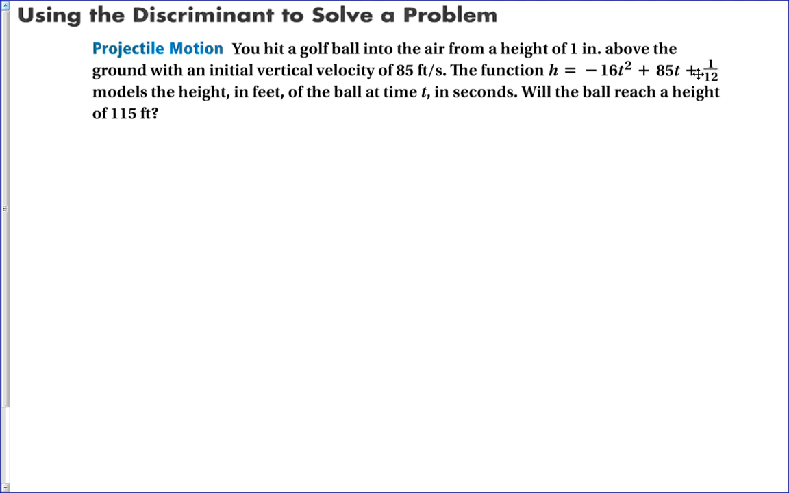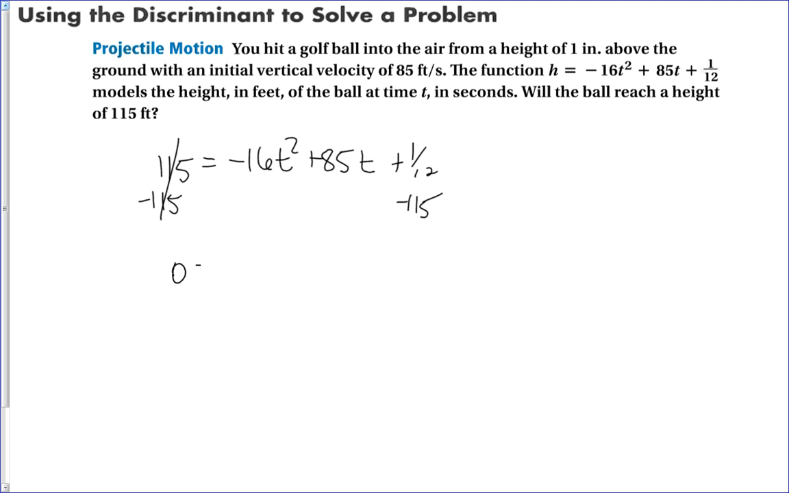So how do we set this up? Well, we know this represents the height. That's what h is. Well, we want to know, will this equal 115? So 115 equals negative 16t squared plus 85t plus 1/12. All right, so here's our equation. Now, the important thing here, as you saw previously, you need to make this equal 0. So minus the 115, minus the 115, 0 equals negative 16t squared plus 85t minus 114 and 11/12.